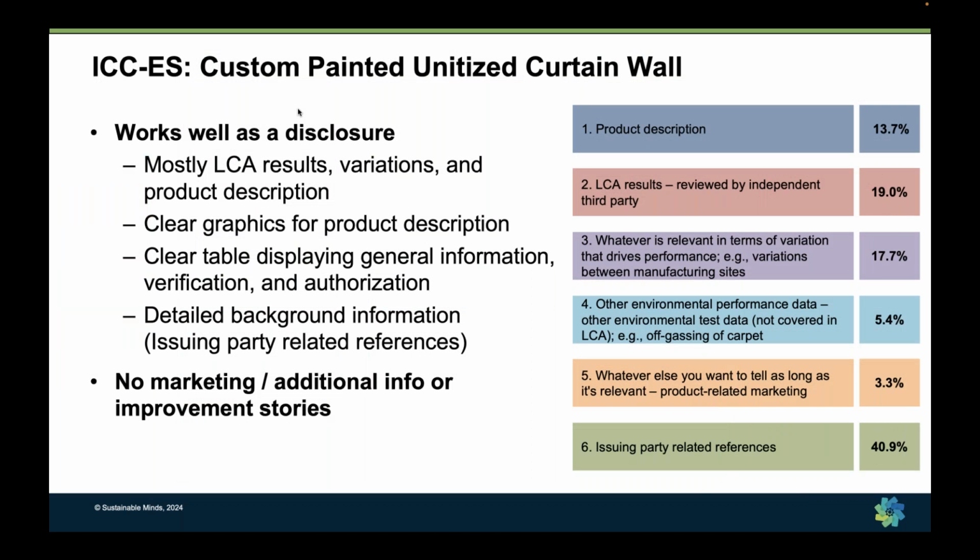So on the right, we literally did, well, let's just call it a back of envelope calculation, applying the square pixels that we allocated to that content. So it's really back of envelope, but you can see looking down the right-hand side the preponderance of content to a particular category. And so, what we found works well about this EPD as a disclosure is that it has a lot of LCA results and variations.